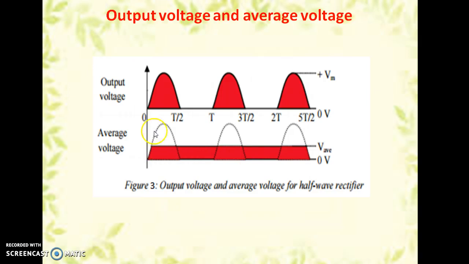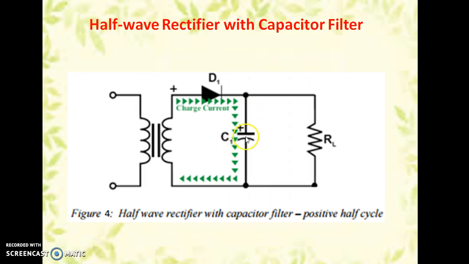However, in order to reduce the ripples in the output voltage, we use a filter. Here we are using a capacitor filter. During the positive half cycle, when the diode conducts, the capacitor charges to its peak value. When the negative cycle comes, the capacitor will discharge only through this path, the load resistance. So the capacitor charges during the positive half cycle up to the maximum value of the input peak voltage.